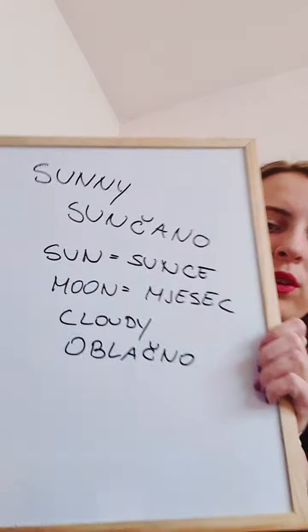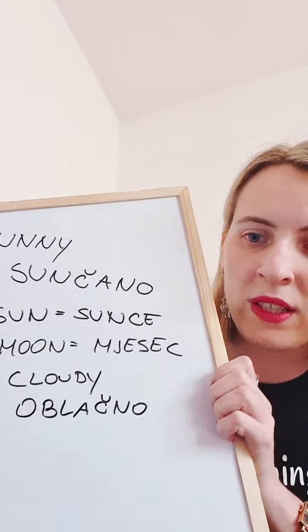Okay. Then we have cloudy. Today is actually cloudy in Croatia, and it is like every single second the rain can fall. So cloudy is oblačno. Oblačno. So cloudy is oblačno.